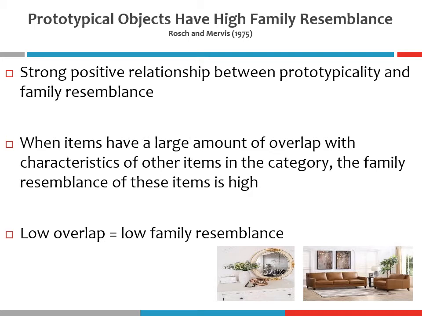So one of the other things that Rosch discovered is that items that are considered prototypical, so items that have a lot in common with the prototype, also have many overlapping features, right? So there's a strong relationship between prototypicality and family resemblance, right? When items have a large amount of overlap with characteristics of other items in a category, the family resemblance is going to be quite high. But when there's not a lot of overlap, there's low family resemblance, right?